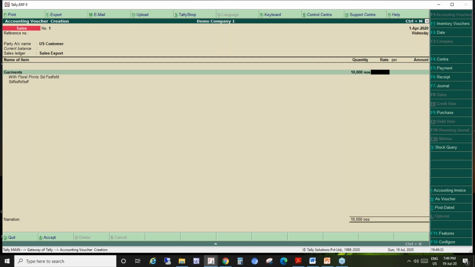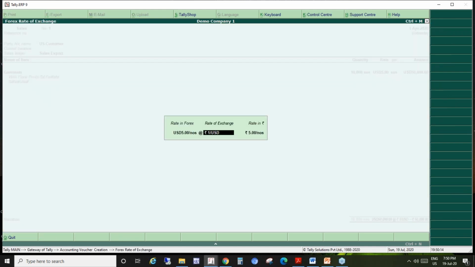Here is the point that we need to watch: at what rate have I sold the garments? You may say I've sold it at 500 rupees per piece, or at $5 per number. Since you are exporting this, you should enter 5 USD. Did you notice that I have written USD along with the number? This is very important because then you are telling Tally that you are putting this number in US dollars. And here it is asking me the rate of exchange.